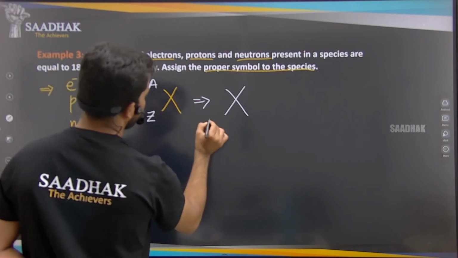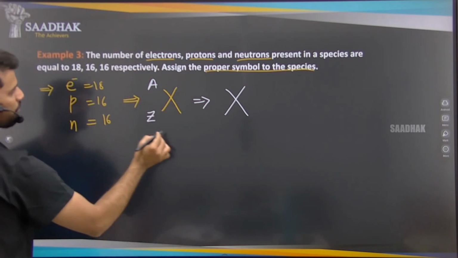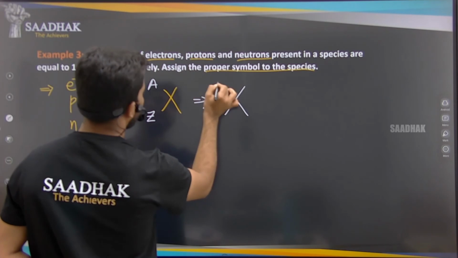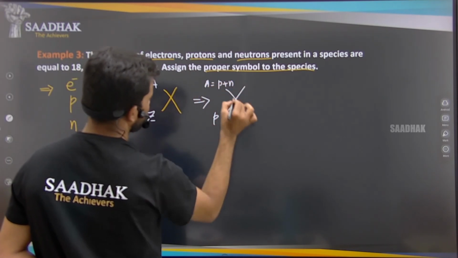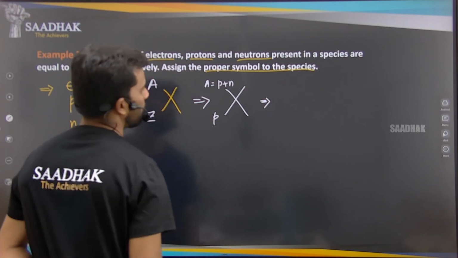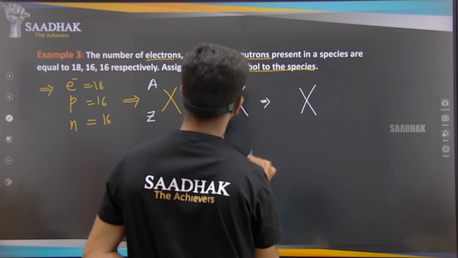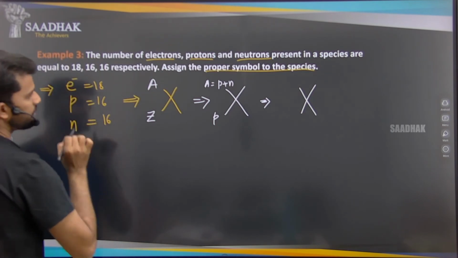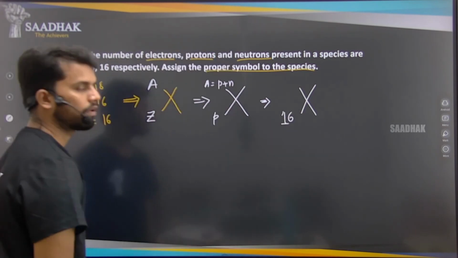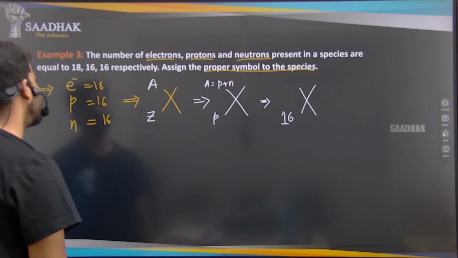So what is Z? Z is the number of protons. Let us write it here, P, and A is nothing but A equals P plus neutrons. So here this is my X. What is the number of protons here? The number of protons is 16. So I am writing 16. Number of protons is 16, right?